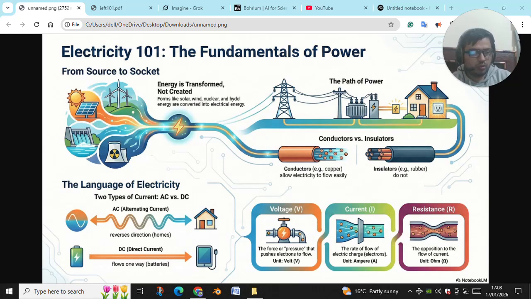Current, the rate of flow of electric charge, electrons, unit ampere, A. Resistance, the opposition to the flow of current, unit ohm.